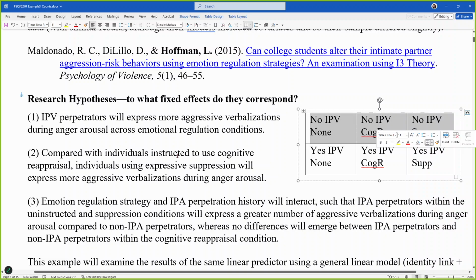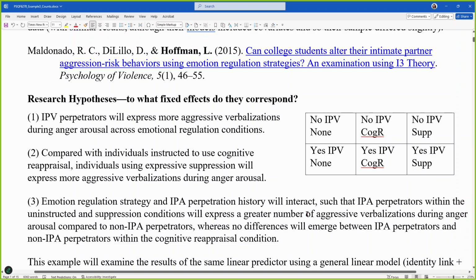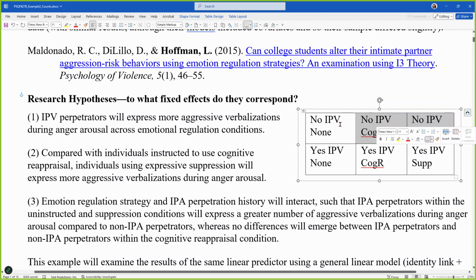Compared with individuals instructed to use cognitive reappraisal, individuals using expressive suppression will experience more aggressive verbalizations during anger arousal. It's a lot of syllables. What does that sound like? Yeah, it sounds like a main effect that way, right, for both of them? That people who are doing suppression are going to have higher outcomes than people who are doing this one, and probably higher than the control group as well.